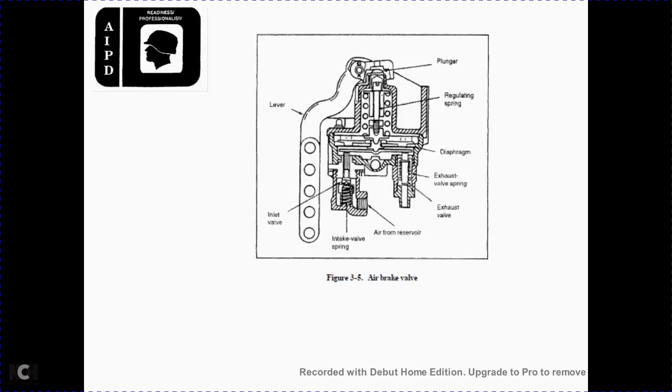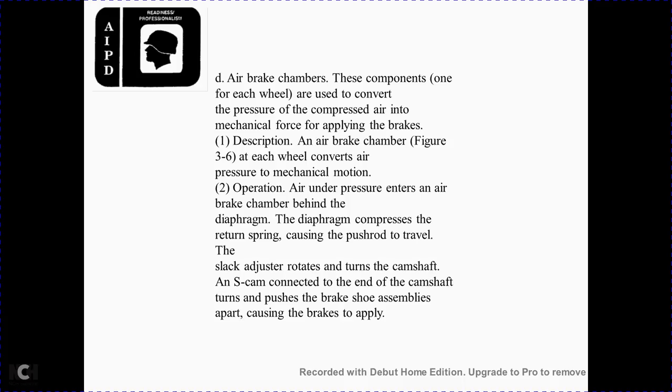Figure 3.5, air brake valve: plunger regulating spring, diaphragm, exhaust valve spring, exhaust valve, air from the reservoir, intake valve spring, inlet valve, and lever. Air brake chambers: each wheel has one, and each converts the pressure from the compressor into mechanical force to apply the brake.